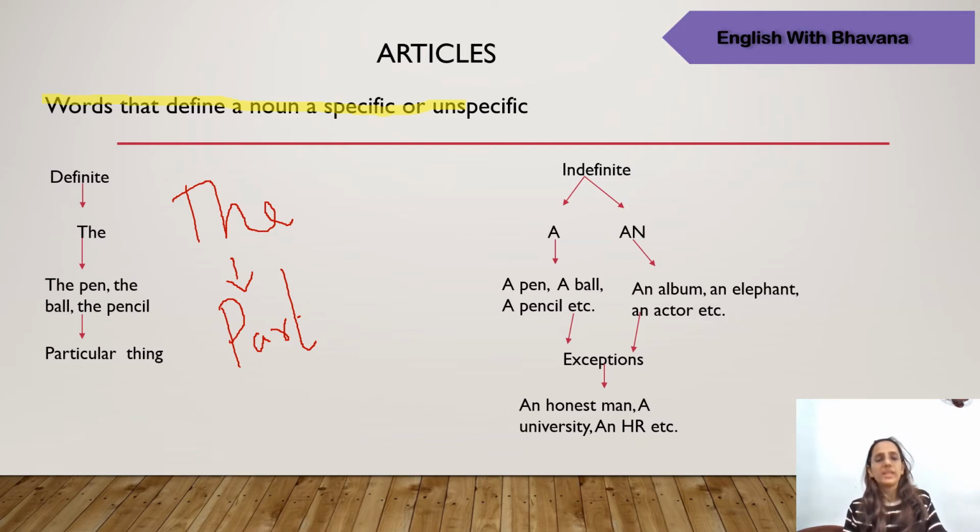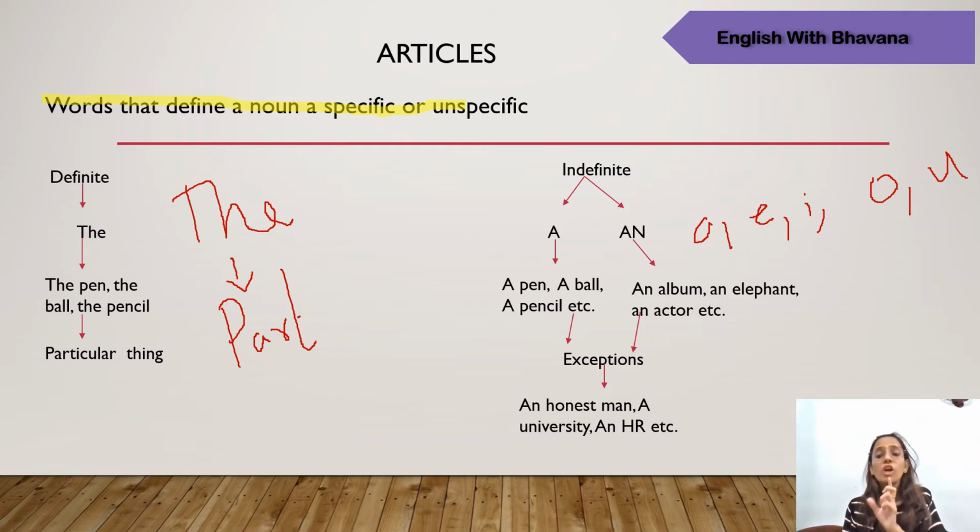Okay. Now, definite we have the, that is the pen, the ball, the pencil, a particular thing. Now, indefinite is a and an. A pen, a ball, a pencil, etc. Now, when do you use an? An we use when there is a vowel sound. Example, an elbow, an elephant, an actor. Vowels are A, E, I, O, and U. So these are the vowels.